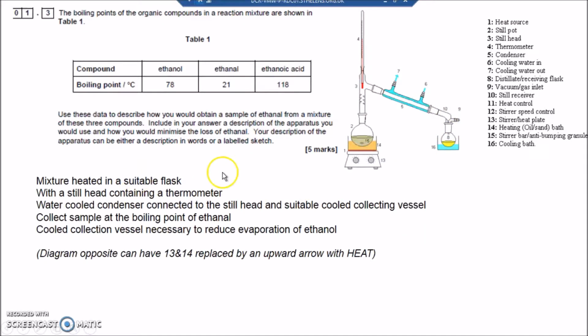So what could we do? Mixture is heated in a suitable flask, fine, with the still head containing the thermometer. That's this piece of glassware here. The water cooled condenser is connected to the still head piece of glass here, and a suitable collecting vessel is put at the bottom of the condenser. You collect the sample at the boiling point of ethanal, so you'd heat it up to above 21 degrees C but less than 78 degrees C, and you could measure that with the thermometer, and you'd cool the collection vessel as well to try and reduce any evaporation of ethanal from the mixture to try and maintain it as a liquid.